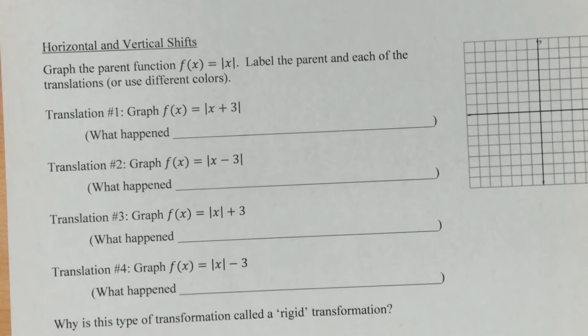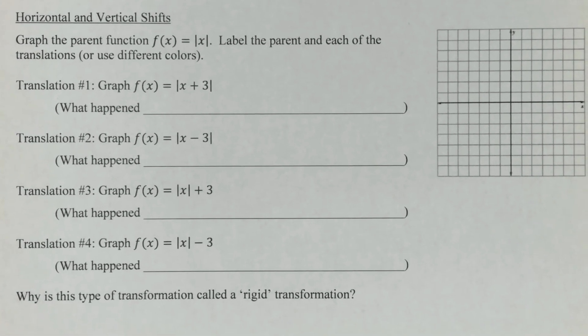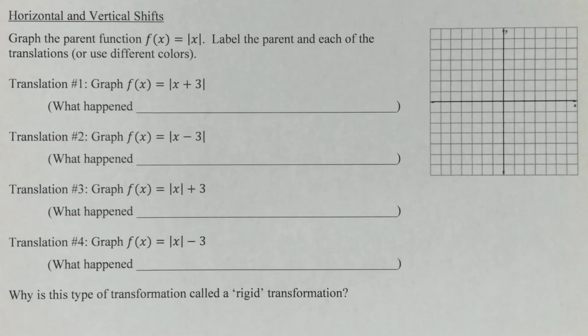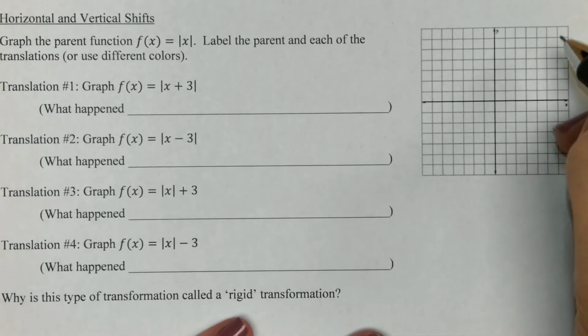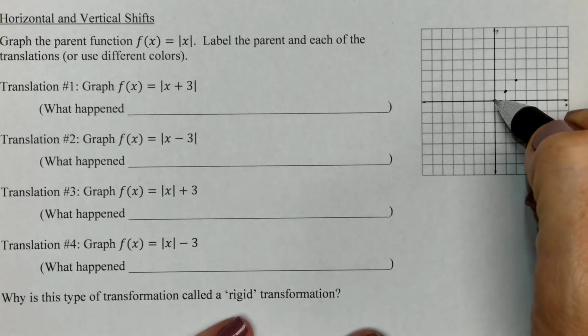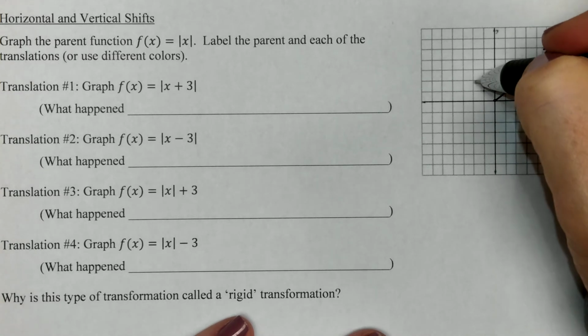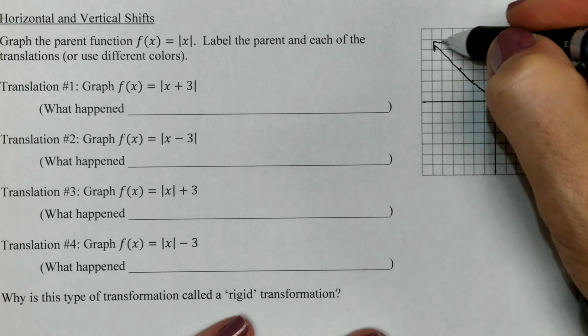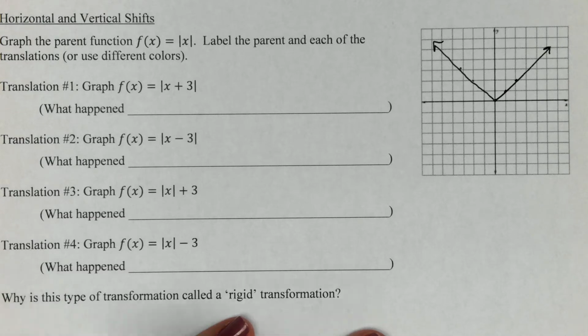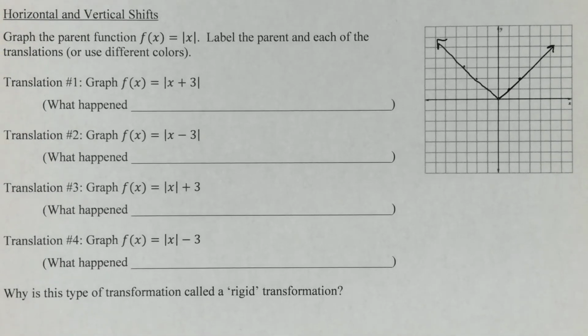The last kind of transformation we talk about is horizontal and vertical shifts. So literally moving the graph up and down. And a nice one to see that with is absolute value. So absolute value looks like a V. And that's your parent, so that's your original. Oh, I need more colors. I have more things to show you on this one.